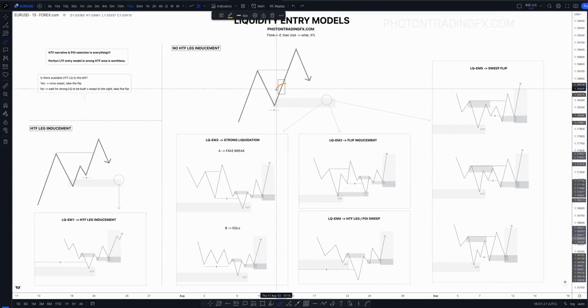So if you've got a straight push and no inducement, and you think that your POI itself could be induced, right? It could be broken. Then this is where you're going to wait for what? You're going to wait for the pullback inducement. And these are the scenarios, okay?